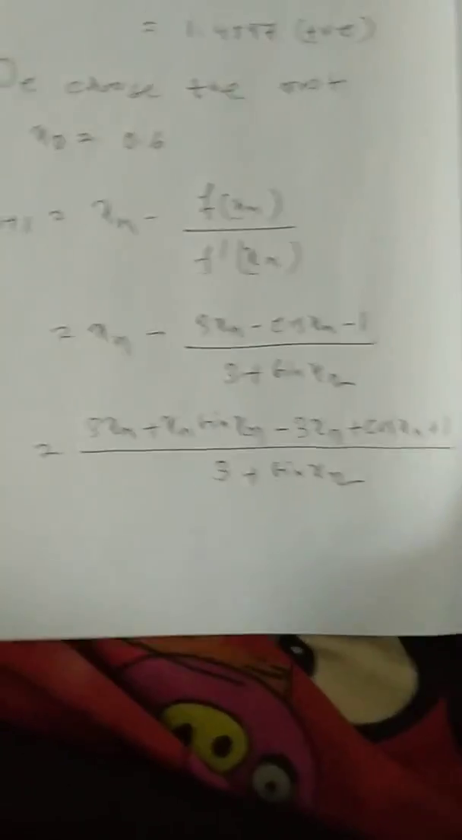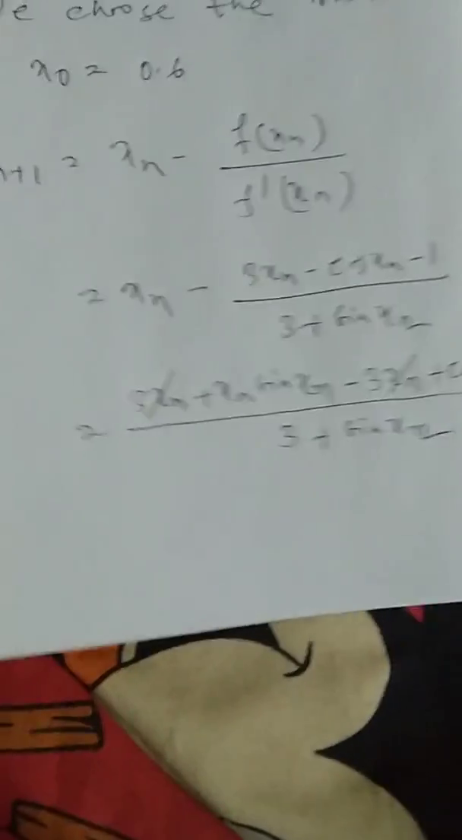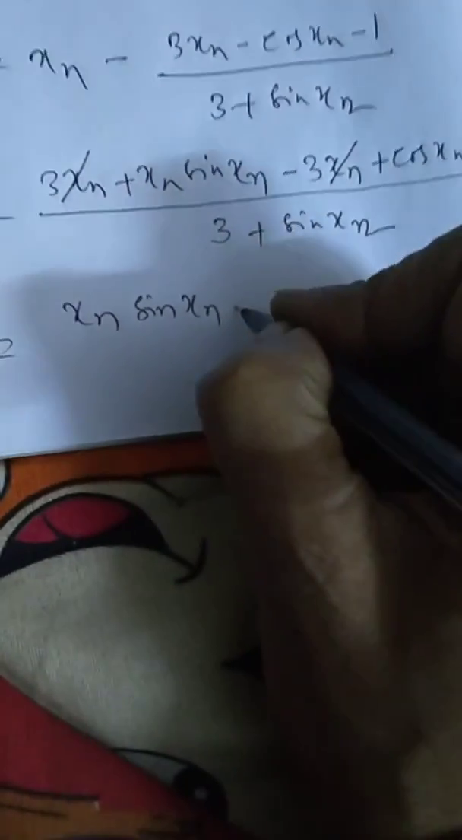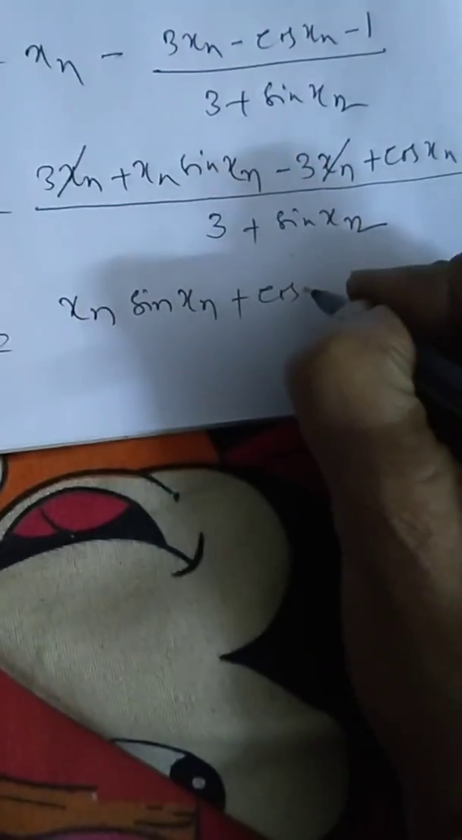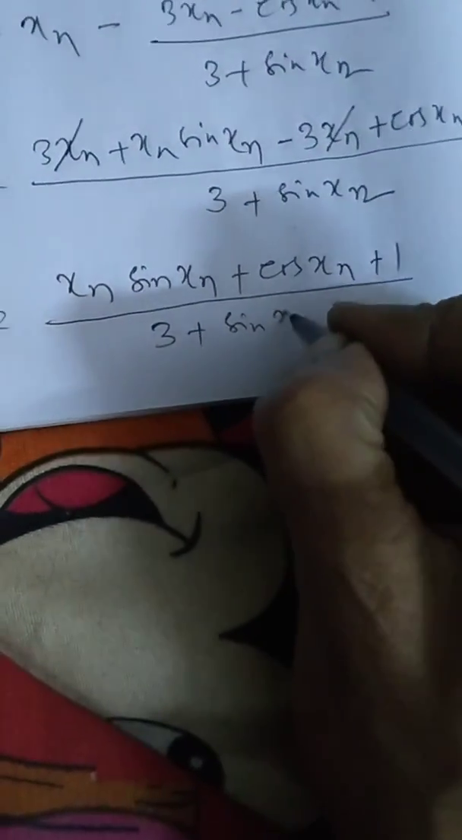I will just proceed. Here 3xn and 3xn will cancel, and it will come xn sin of xn plus cos of xn plus 1 divided by 3 plus sine of xn.